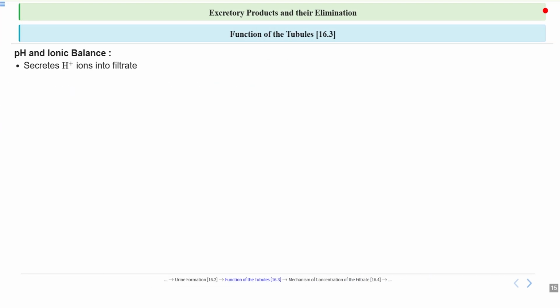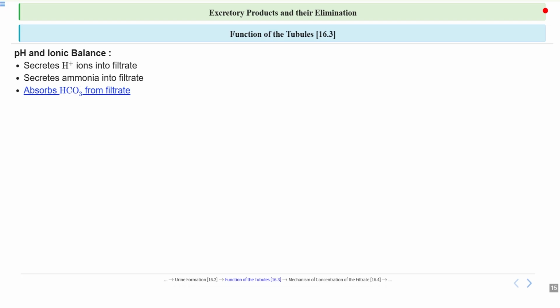Let's talk about pH and ionic balance. So this is a key way the kidneys help control the acidity of our blood by moving H plus into the filtrate, and the body can get rid of the excess acid. Next, the kidneys also secrete ammonia into the filtrate. So ammonia acts as a neutralizer, combining with hydrogen ions to form ammonium, which is less harmful.